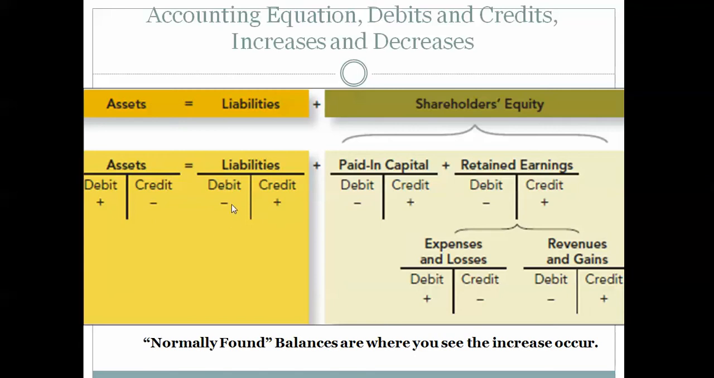So we have to memorize. If we say debit an asset, is that increasing or decreasing? It's increasing, right? If we say debit a liability, that means it's decreasing. So we have to learn that language. And if this is sitting in front of you, it will help you to learn the language.